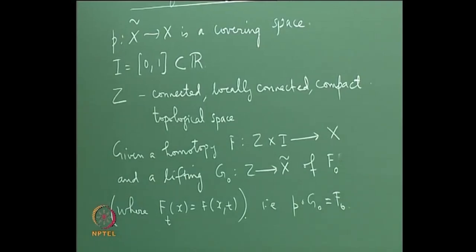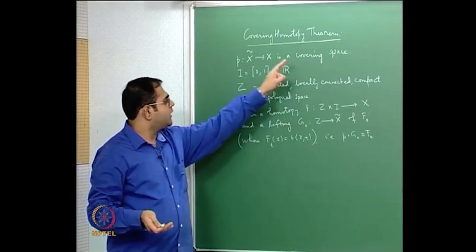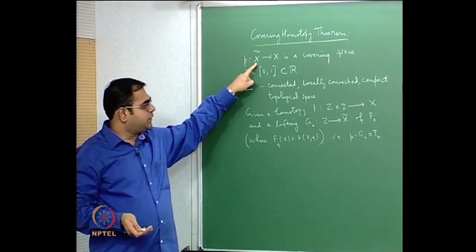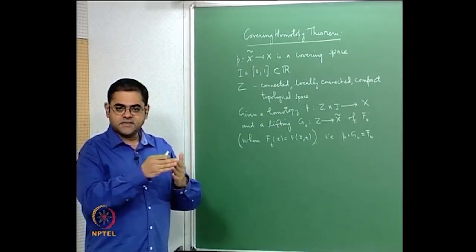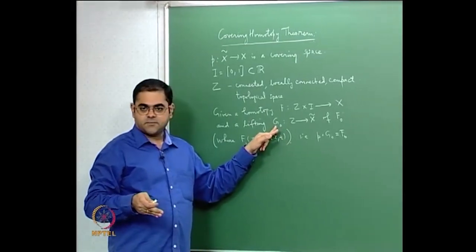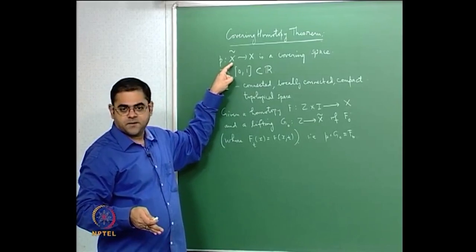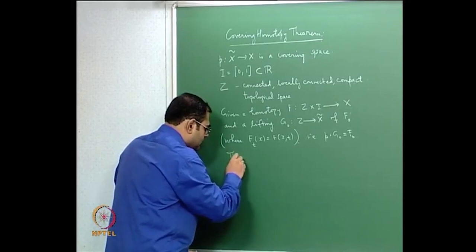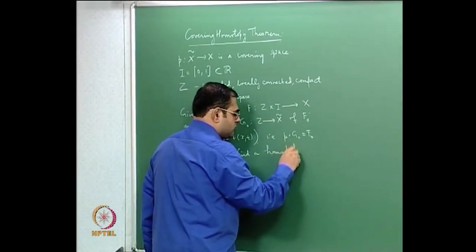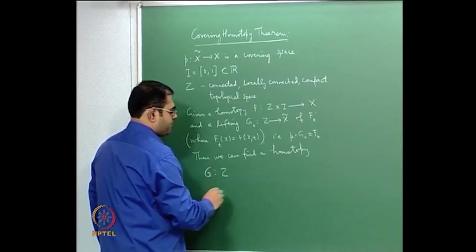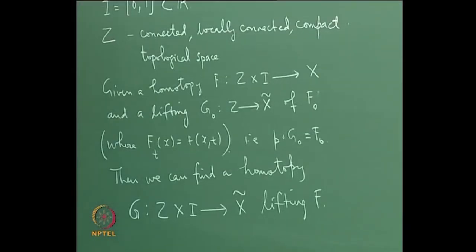And what the covering homotopy theorem tells you is that the whole homotopy capital F can be lifted to a homotopy capital G into the covering space X tilde. What is happening is that each of these f sub t's are being lifted to g sub t's, and all the g sub t's, with of course g sub 0 being the one that is already prescribed, all fit into a G which turns out to be a homotopy into X tilde, okay. So that is the covering homotopy theorem. We can find a homotopy G from Z cross I into X tilde lifting F. So this is the covering homotopy theorem.